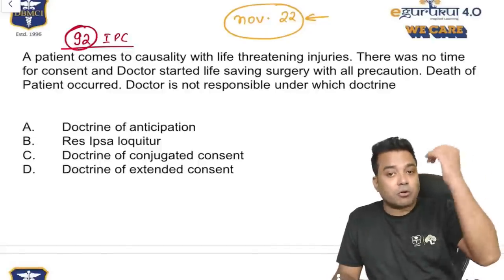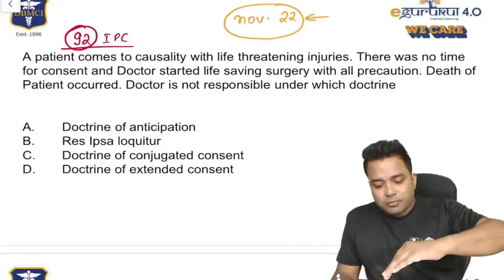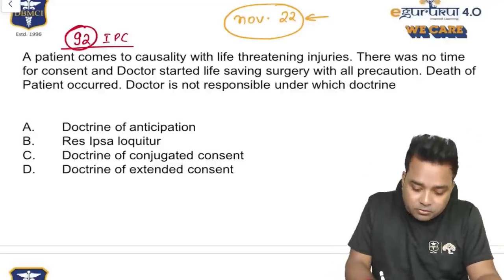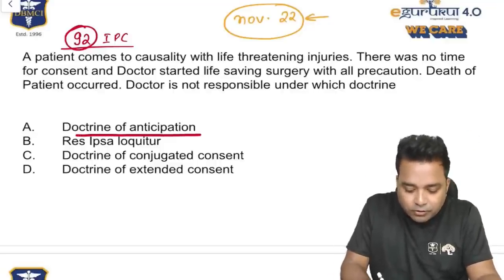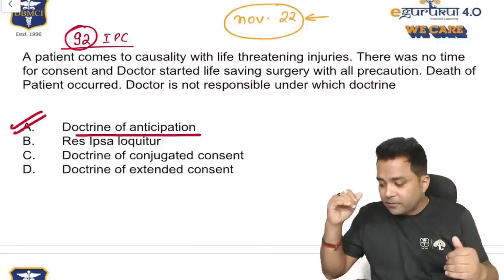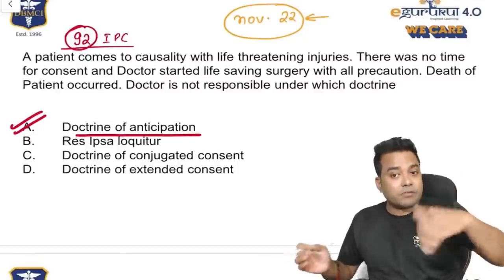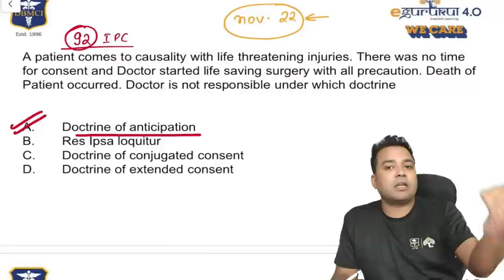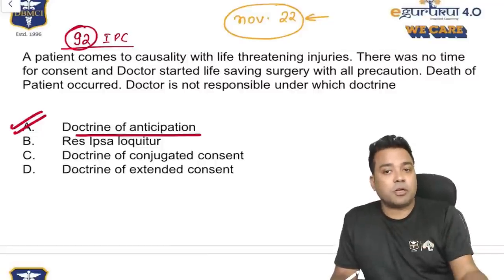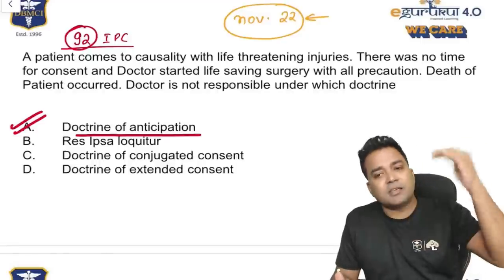Now you did it and the patient died. The doctor is not responsible under which doctrine? Ideally, it should be medical misadventure. But because it was not given in the options, the next best answer goes with doctrine of anticipation. The doctor anticipated or calculated that risk is there, but that procedure must have been necessary to save the life of the patient. So he was going ahead with life-saving surgery with all precautions. The single best answer goes with doctrine of anticipation, because RIL is something else.